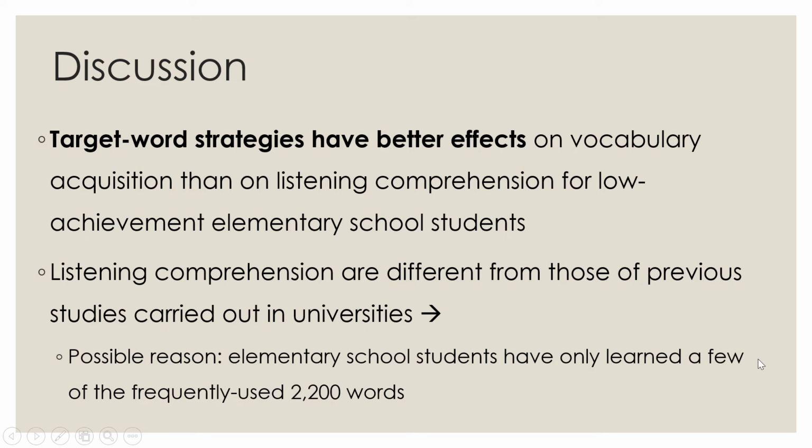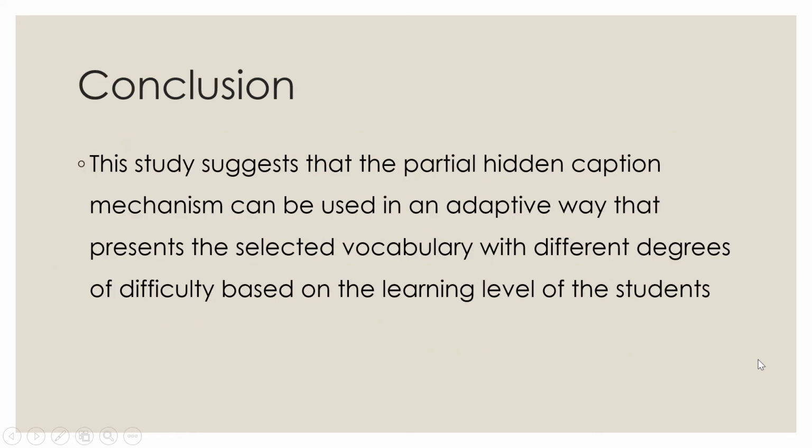And the listening comprehension result is different from those of previous studies carried out in universities. It is weird that the researchers brought up research conducted in university because it is obvious that university students will learn much more words than low achievement elementary school students. So I don't know why they post this study to make a compare-contrast. So the conclusion is that this study suggests that a partial hidden caption mechanism can be used in an adaptive way that presents a selective vocabulary with different degrees of difficulty based on the learning level of students.